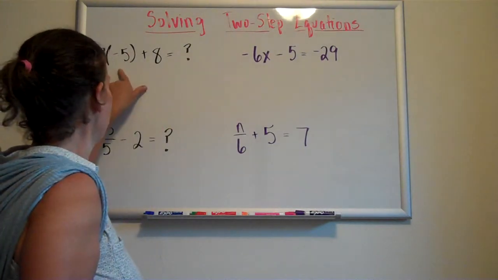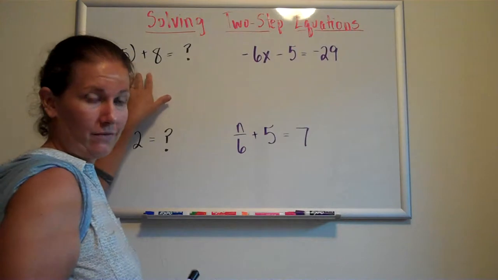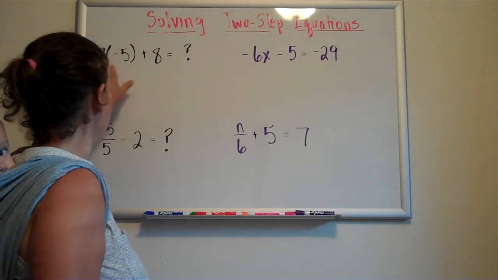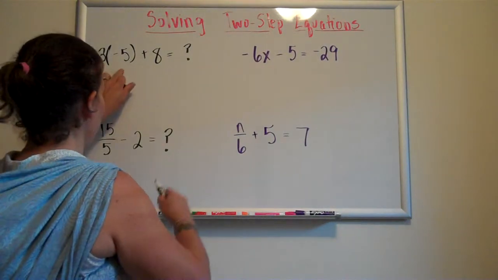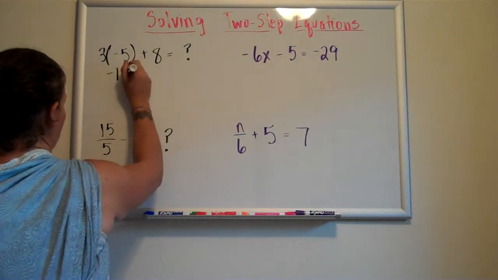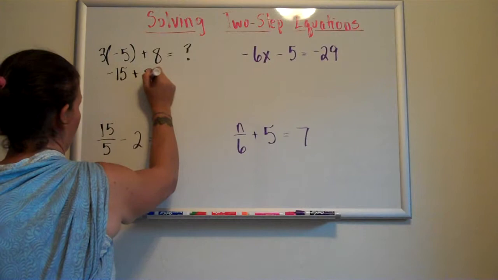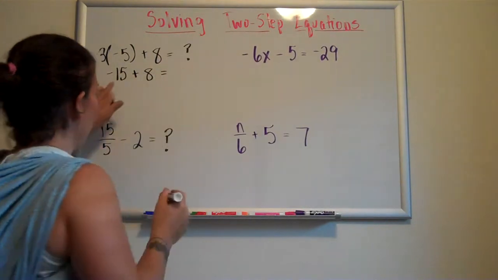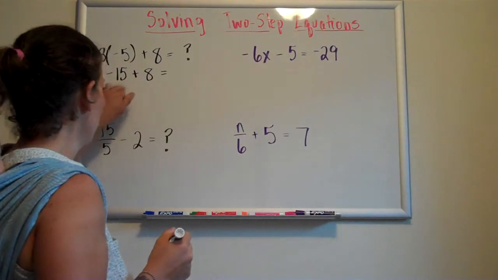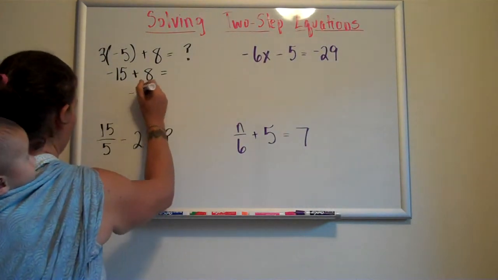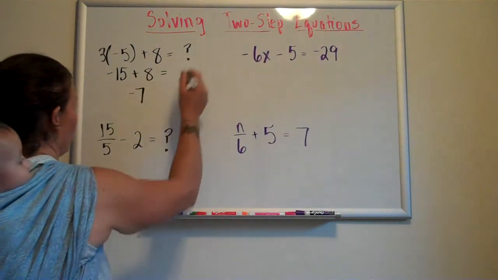If I was solving this equation, I would of course always follow order of operations, and I would want to multiply before I add. So I want to do 3 times negative 5 first to get negative 15, bring all this down, and then I'm going to add negative 15 plus 8, paying attention to my signs, and I'm going to get an answer of negative 7.